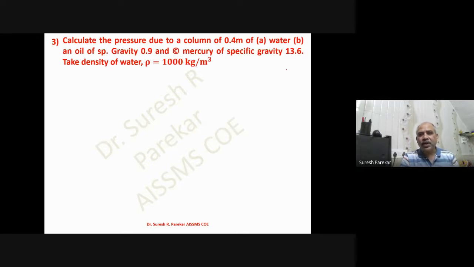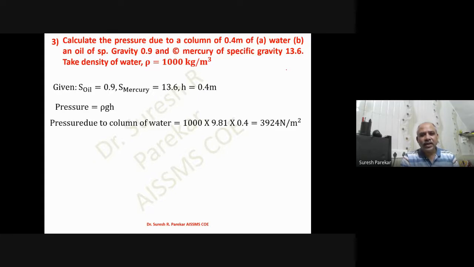Then calculate the pressure due to a column of 0.4 meter of A, water, B, oil of specific gravity 0.9, and C, mercury of specific gravity 13.6. We know the density of water is 1000 kg per meter cube. This is the given data, and H is given as 0.4 meter for all. So pressure is rho GH. Due to the column of water we have rho 1000, G 9.81, H 0.4, so 3924 Newton per meter square.